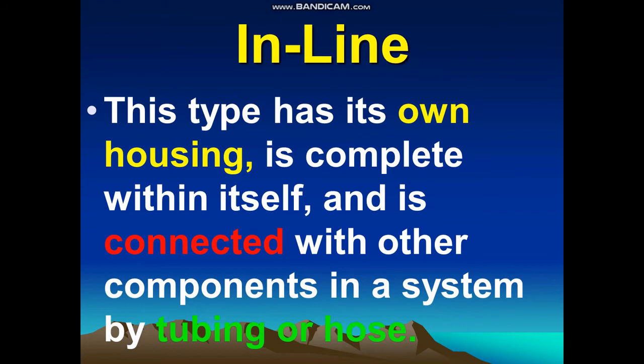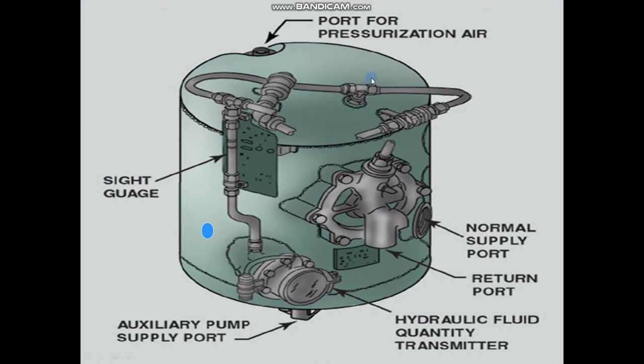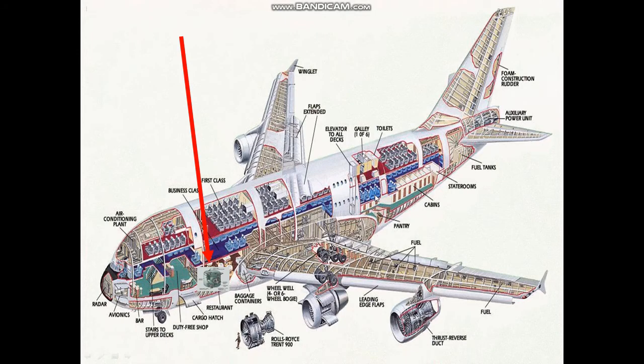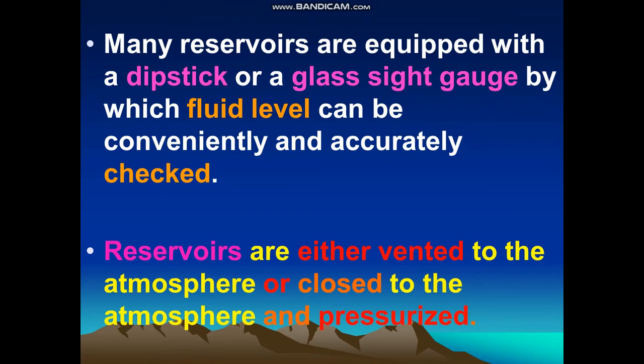Inline. This type has its own housing, is complete within itself, and is connected with other components in the system by tubing or hose. Like this, it has its own housing. Many reservoirs are equipped with a dipstick or glass side gauge by which fluid level can be confidently and accurately checked.